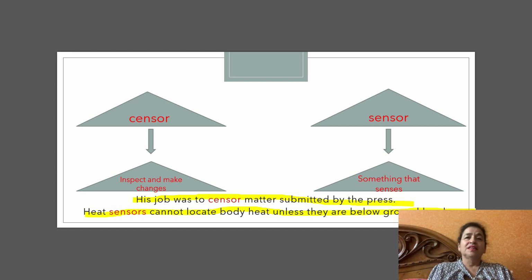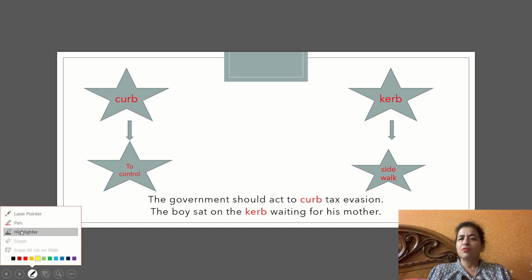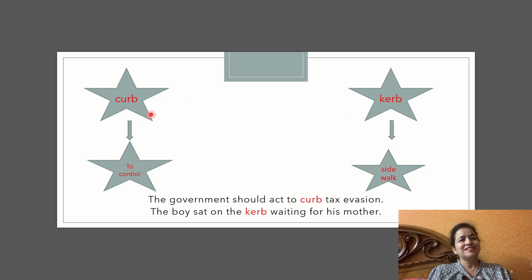Okay, the next set I'm going to talk about is kerb and curb. From the alphabet C we have curb, and from K we have kerb, right? Homonyms, same pronunciation, yet different meanings. Curb means to stop, and the other, kerb, is the edge of the pavement, a sidewalk.